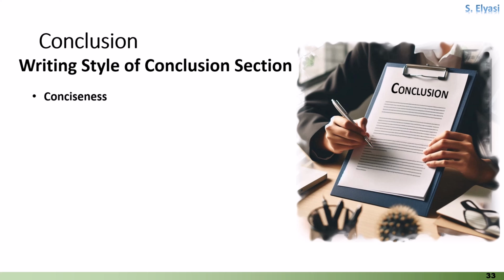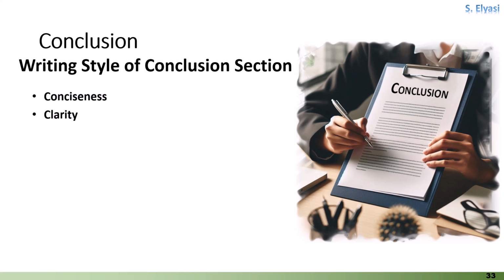Since this section serves as a summary and closure, it's not the place to elaborate on new ideas or repeat information verbatim. Instead, it should focus on distilling the essence of the article into a few powerful sentences. Writers should aim to avoid unnecessary repetition or redundant phrasing, ensuring that every word serves a purpose in reinforcing the article's key message.